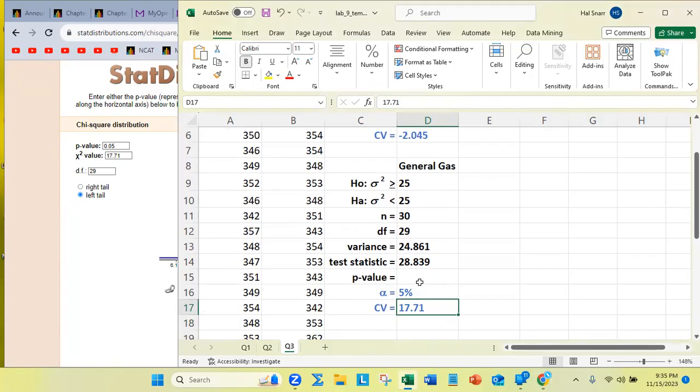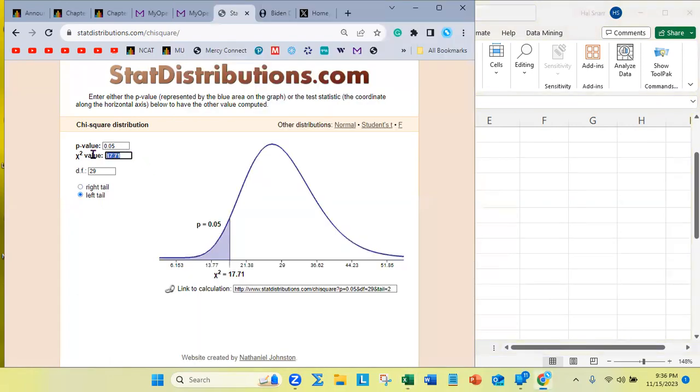All right, now we got to get the p-value, right? And the test statistic is 28.839. So we're going to copy that into statdistributions.com and replace the chi-square value, the number on the number line, with it. Again, we want the left tail because it's a lower tail test. And the preliminary p-value is 0.0526.